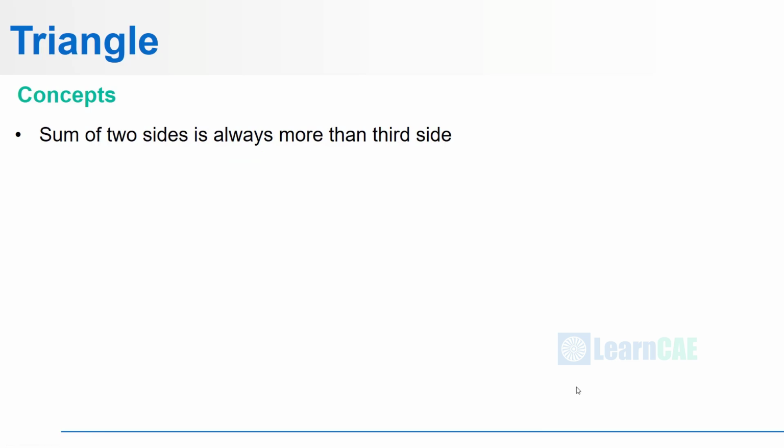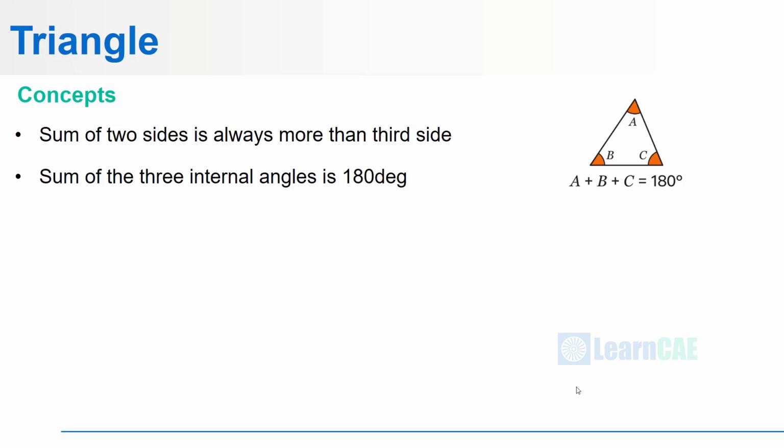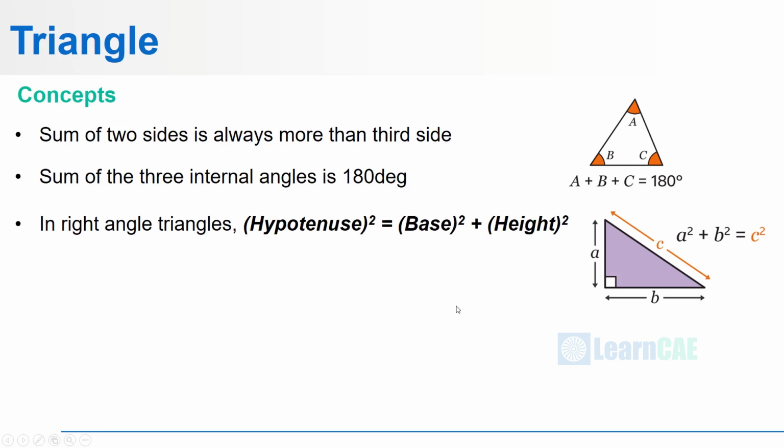We shall see the other concepts. For a triangle, the sum of two sides is always more than the third side. And the sum of three internal angles is 180 degree. You can see the angles ABC will sum up to 180 degrees. In right angle triangles, the square of hypotenuse is equal to the square of base plus square of the height. That is, a square plus b square is equal to c square in this right angle triangle.